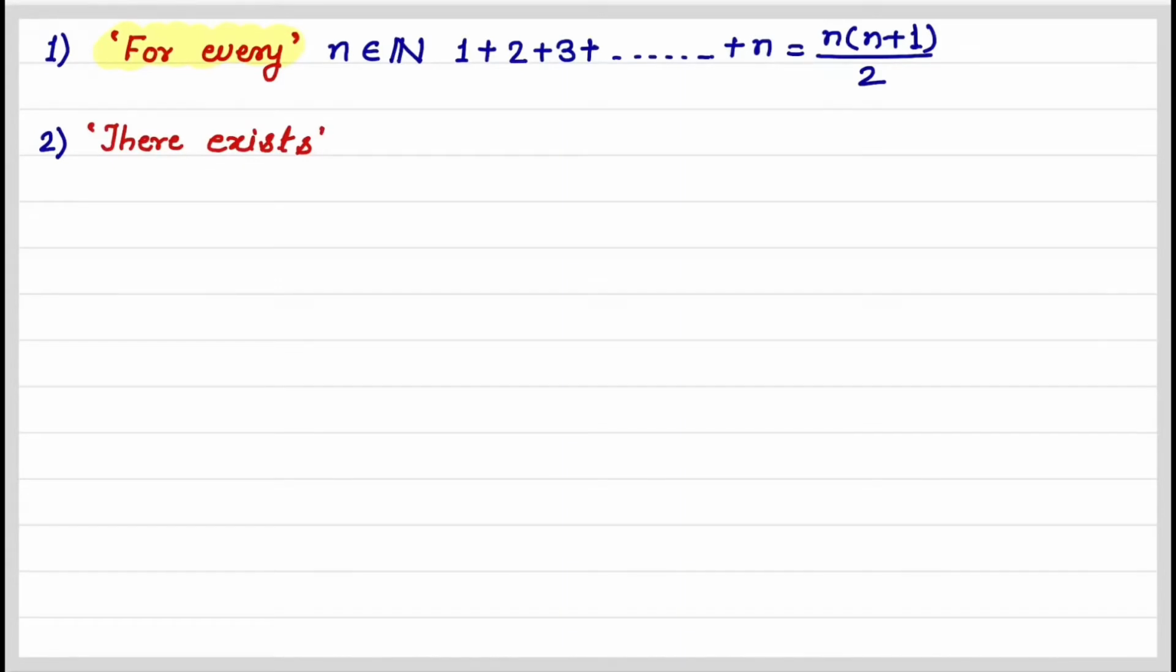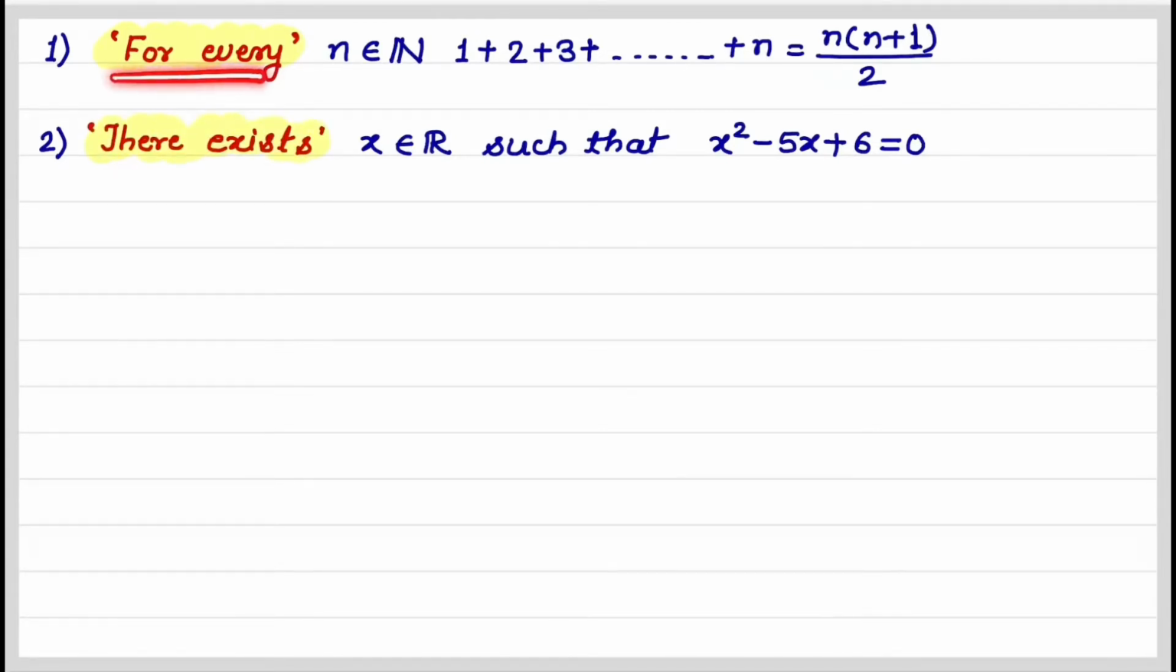There exists some x belonging to R such that x square minus 5x plus 6 is equal to 0. Here, for every and there exist are known as quantifiers. No need to remember the definition, you just have to remember the concept only.